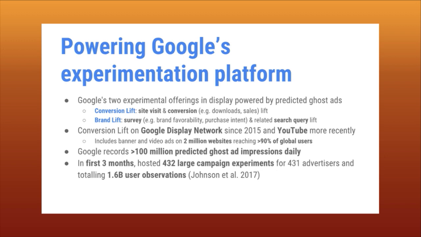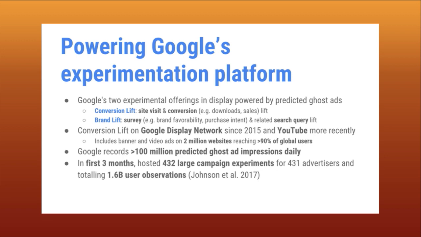Now, conversion lift, as I mentioned, has been on the Google Display Network since 2015. More recently, it was expanded to YouTube. What's significant about this network is that it features 2 million websites that reach over 90% of users. And indeed, predicted ghost ads is an important feature on this. We're logging over 100 million predicted ghost ads every day at Google.